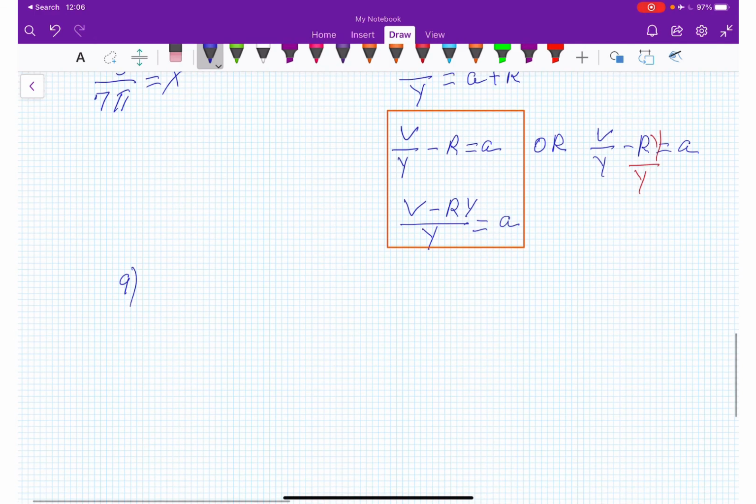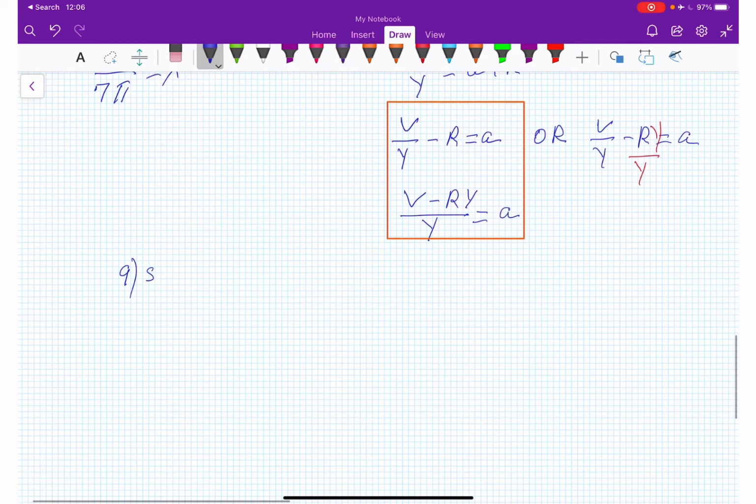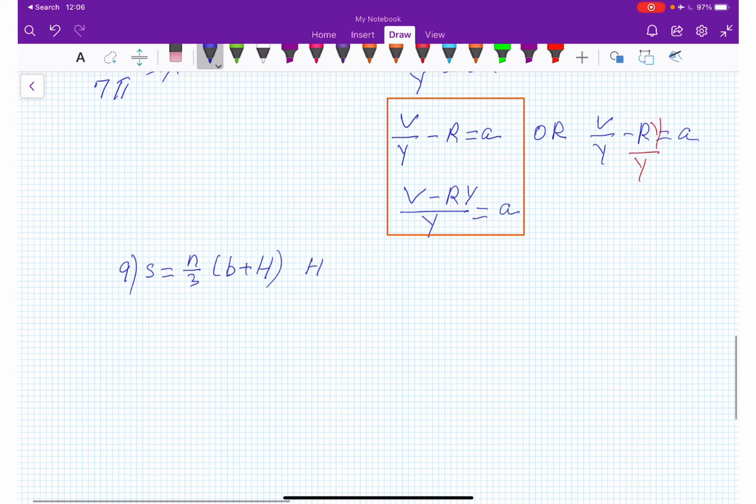We have S is equal to n over 3 times b plus h. We need to solve for h. So what do we have to do first? First we need to get rid of n over 3. Since it's multiplication, we need to divide by n over 3, right?